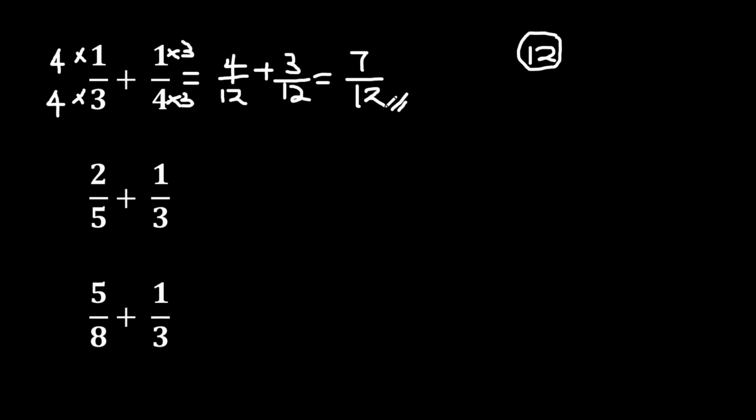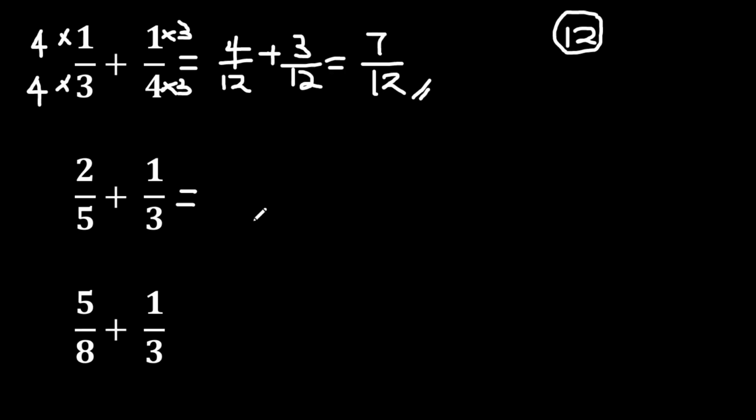So now let's look at the second question. We would do the same thing in the second question. In this case, we'll also look at the denominators. We have 5 and 3. So if we multiply them, we would have 15.